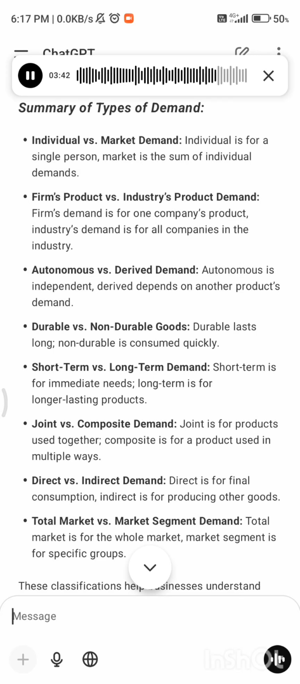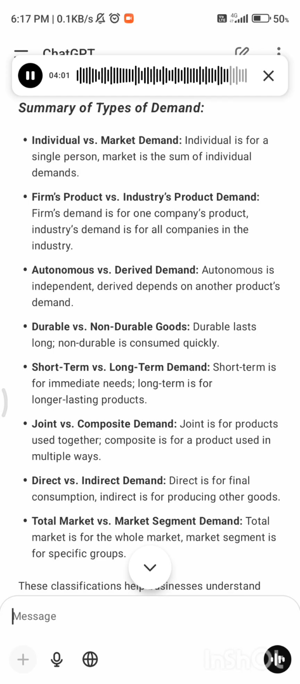Autonomous versus derived demand. Autonomous is independent. Derived depends on another product's demand. Durable versus non-durable goods. Durable lasts long. Non-durable is consumed quickly. Short-term versus long-term demand. Short-term is for immediate needs. Long-term is for longer-lasting products.